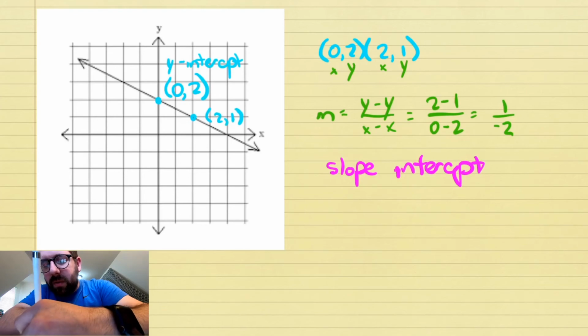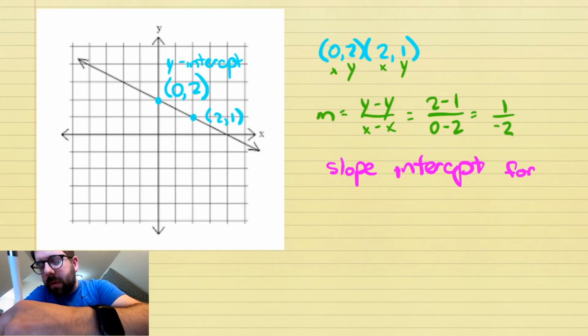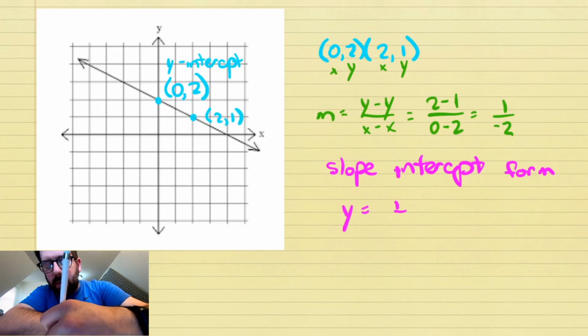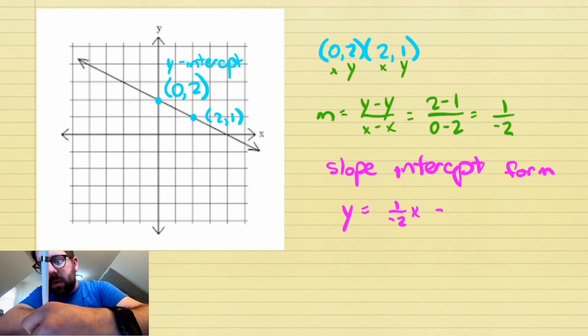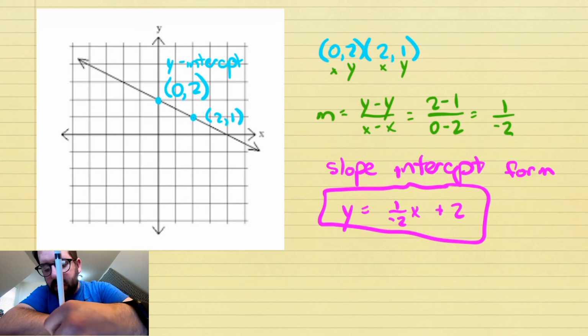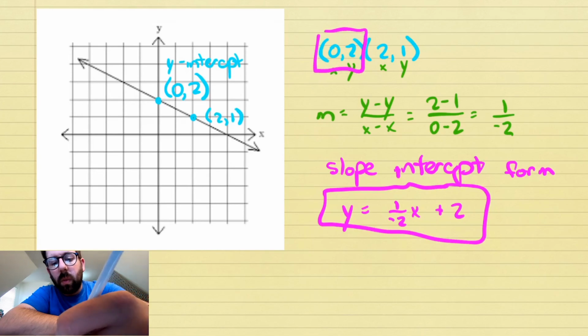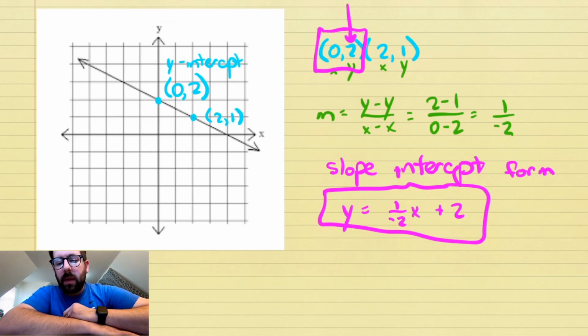Alright, slope-intercept form. We have y equals 1 over negative 2x plus 2. I went kind of fast there, sorry. I plugged my slope and my y-intercept into the formula. That's why they call it slope-intercept form. It's not real creative on the name. The slope is plugged in and my y-intercept is plugged in. Again, the y-intercept is where it hit the y-axis. It hit at 2.